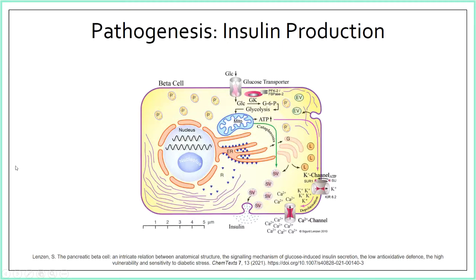I want to take a little bit of time to talk about pathogenesis, go back to our med school days and talk about insulin production. Insulin is synthesized, of course, as pre-proinsulin in the ribosomes of the rough endoplasmic reticulum of the pancreatic beta cell. The pre-proinsulin is cleaved to proinsulin, which is transported to the Golgi apparatus, where it is packaged into secretory granules located close to the cell membrane. Proinsulin is cleaved into equimolar amounts of insulin and C-peptide in the secretory granules. The process of insulin secretion involves fusion of the secretory granules with the cell membrane and exocytosis of insulin, C-peptide, and proinsulin.